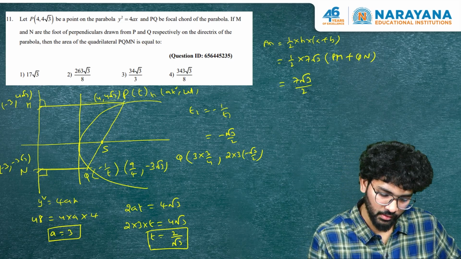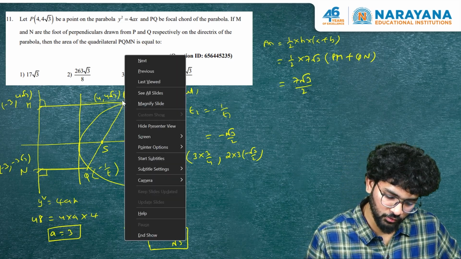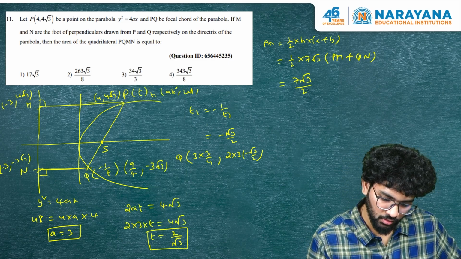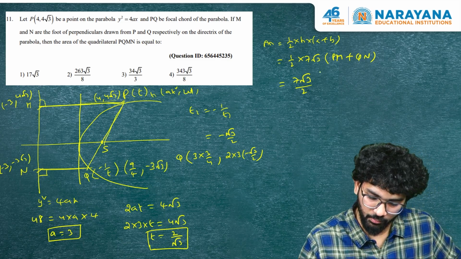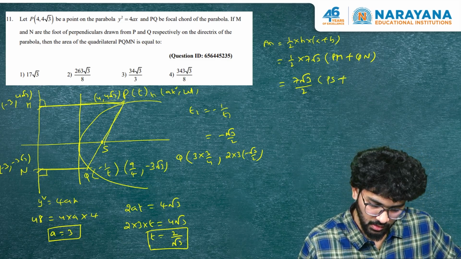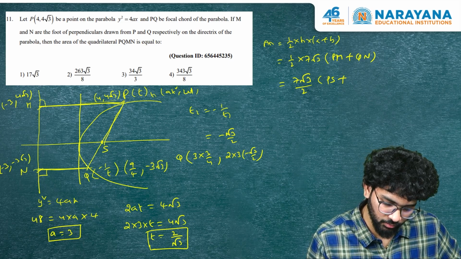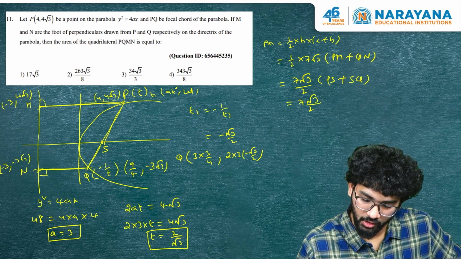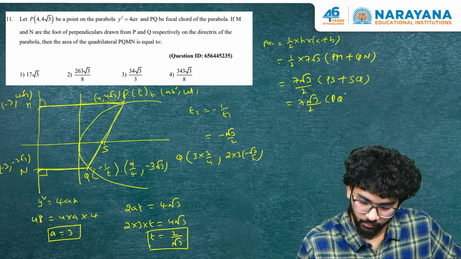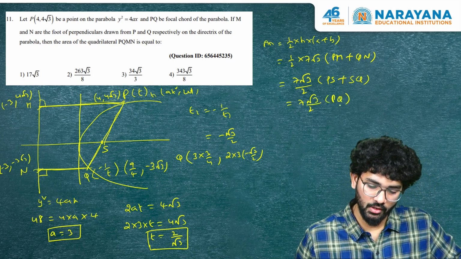Now from the definition of parabola, the distance from this point to the directrix M is equal to the distance from the focus. So I can write PM is equal to PS. Similarly, distance QN will be equal to QS, that is SQ. So this is nothing but 7 root 3 by 2 into (PS plus SQ), and PS plus SQ is nothing but PQ. So PQ is nothing but the length of the focal chord.